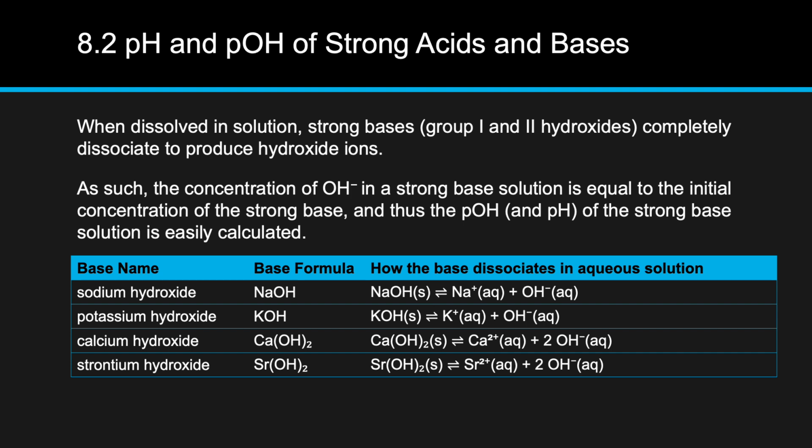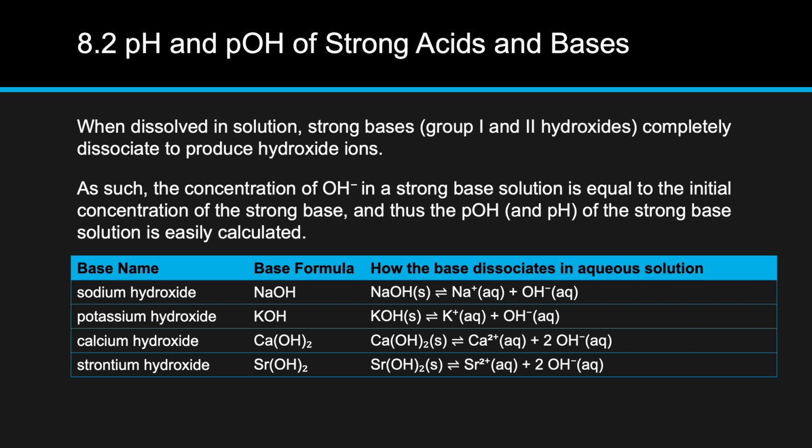All right, so now let's dive into strong bases. When dissolved in solution, strong bases completely dissociate to produce hydroxide ions, and because of that, the concentration of hydroxide ions in a strong base solution is equal to the initial concentration of the strong base.